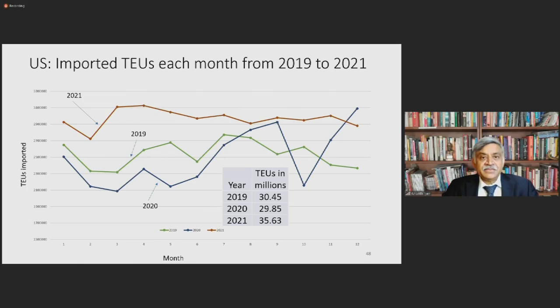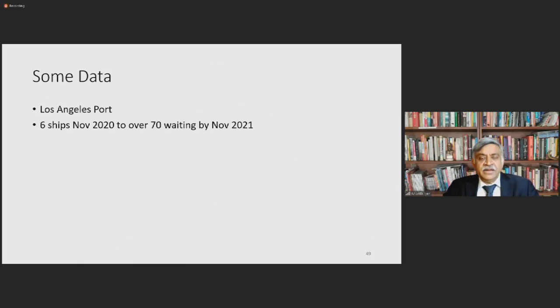Next slide, please. Here's some more data. The first is Los Angeles. Los Angeles and Long Beach are the two ports that pick up approximately 30% of the total volume. In November 2020, there were 6 ships waiting to unload. In November 2021, that number was 70. The wait to unload was 18 days in November 2021, and it was 1 day the previous year.